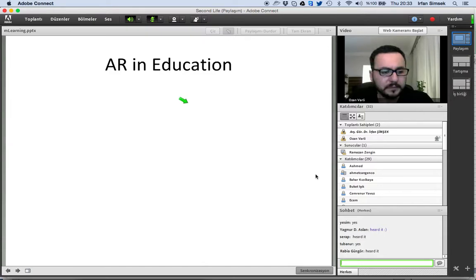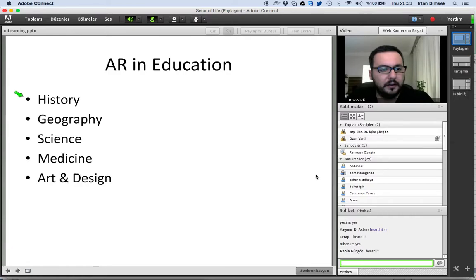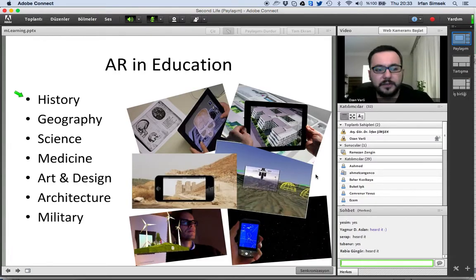So how do we use augmented reality in education? There are different subject fields, different applications. Augmented reality has great potential in historical studies. As you see, you just look at the site, you don't see anything, but when you look at it through a mobile device, you see how it used to look some 100 years ago.